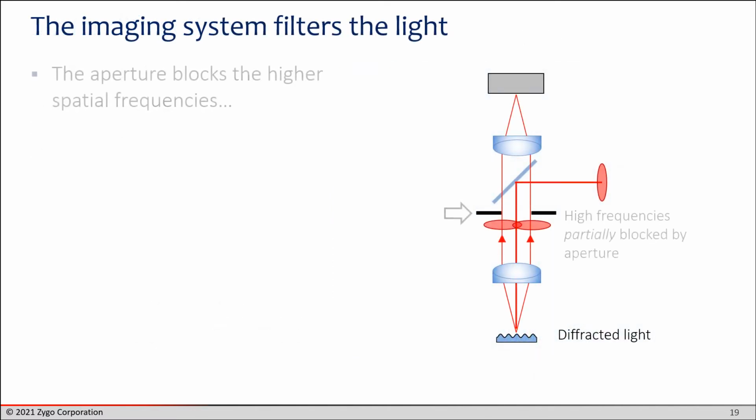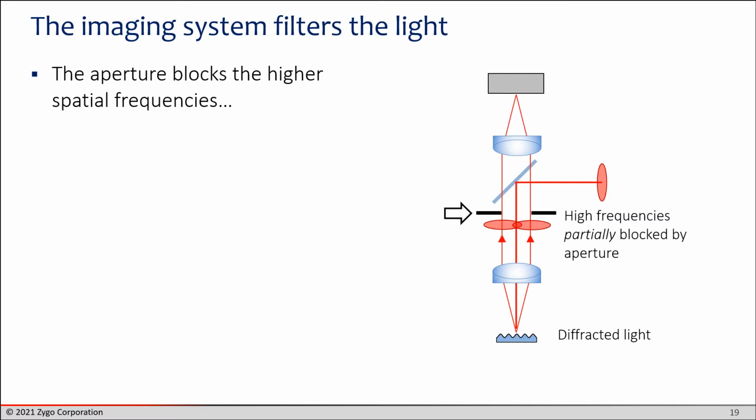After the incident light is scattered by the object surface, an optical imaging system will collect this light and image it onto the camera. And of course, this process is imperfect. There will be limiting apertures in the optical system, and some of the high spatial frequencies, some of the steeper angles of diffracted light, will be blocked.